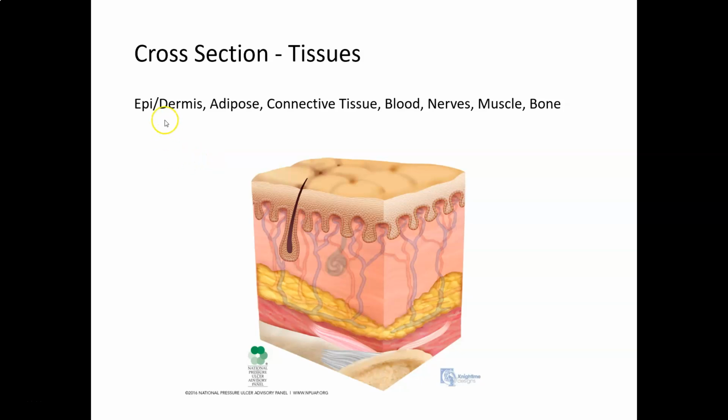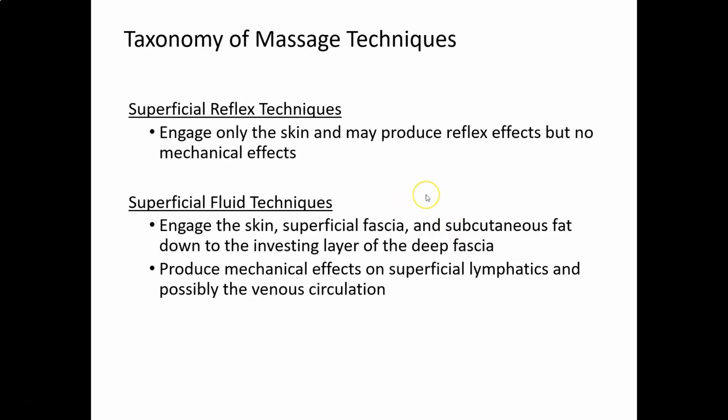So we've got the epidermis, dermis, adipose tissue, connective tissue, blood, nerves, muscle, and bone, and they all get affected when we apply these techniques. When we look at these techniques and their terminologies, first we have superficial reflex, and these only engage the skin and can produce these reflex effects we talked about, but no mechanical effects whatsoever.